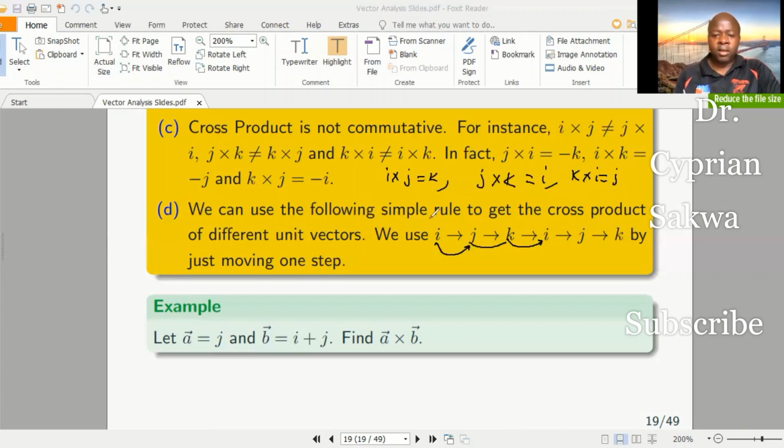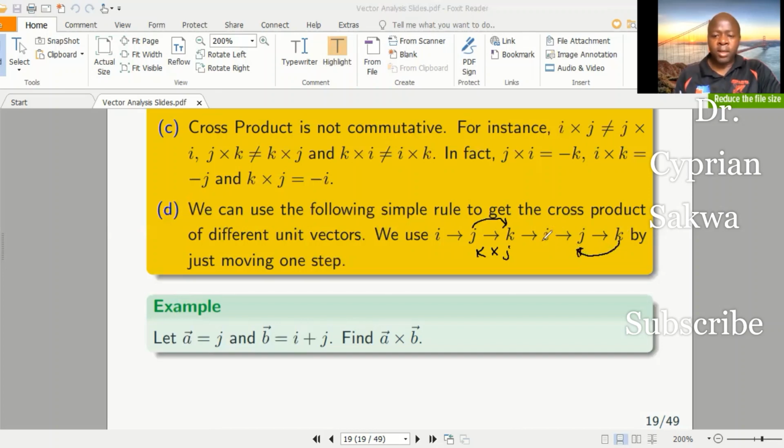What about the other way? The other way is where I want K cross J. You notice that K cross J is not in this direction, because this direction is J, then K. But what we want is K first and then J. So I can pick this K and then J. You can see that I'm going in the opposite direction.